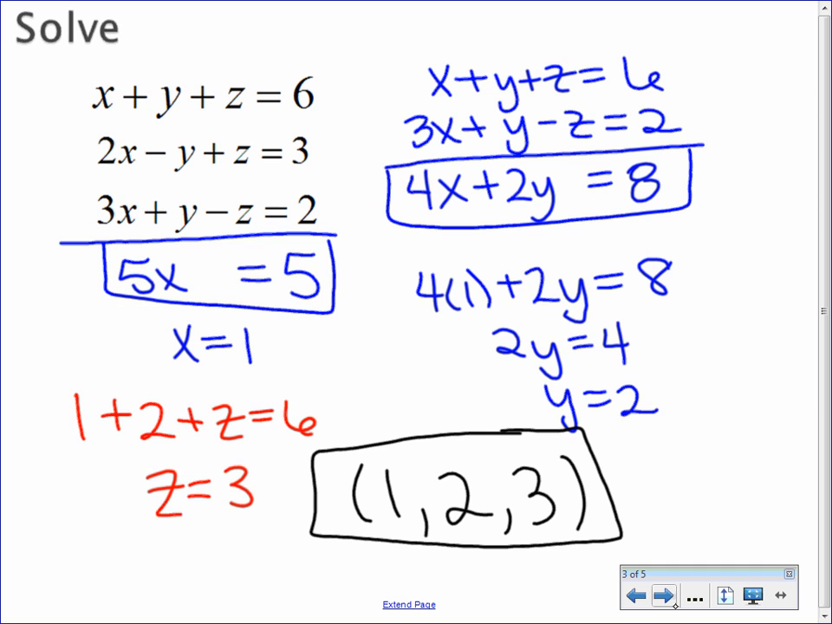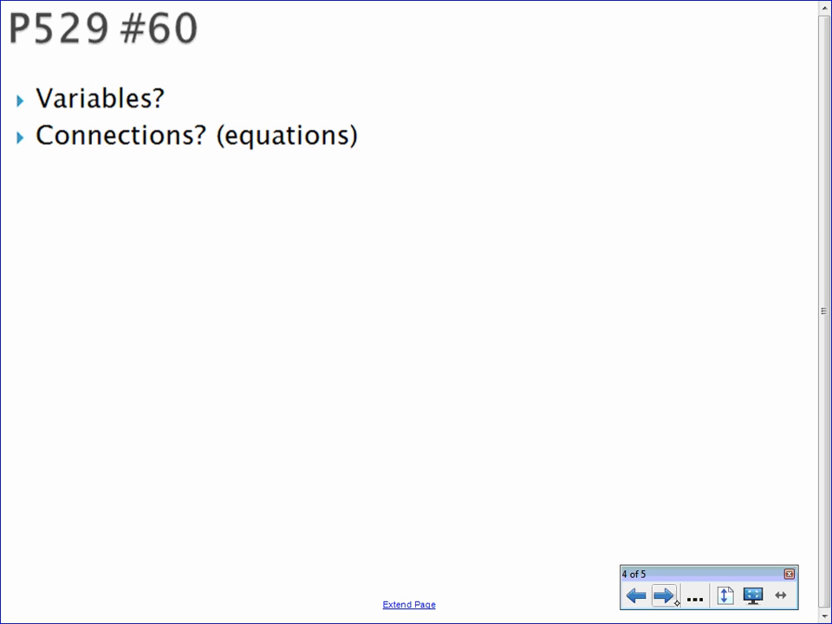Everyone's so positive. All right, we're gonna do word problems. Turn in your books to page 529. We're gonna look at number 60. Share with your neighbor if you need to.